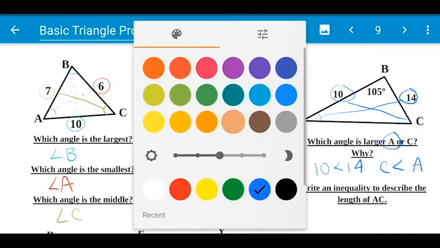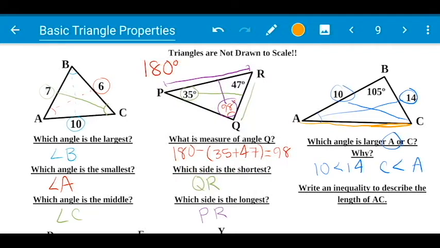Now we're going to write an inequality to describe the length of AC. So now we're looking at the side length. If we have AC is opposite our B angle. Well, B is the largest angle we have. How do we know that B is larger than A or C? Well, first we're going to have to do a little bit of math. We know that there's 180 degrees total in our triangle, and 105 degrees are in B. So what does that leave for A and C? We only have 75 degrees left. So those 75 degrees are going to have to be split between A and C. So neither A nor C can be bigger than angle B. Because it can't be bigger than angle B, we know that B is our largest angle.